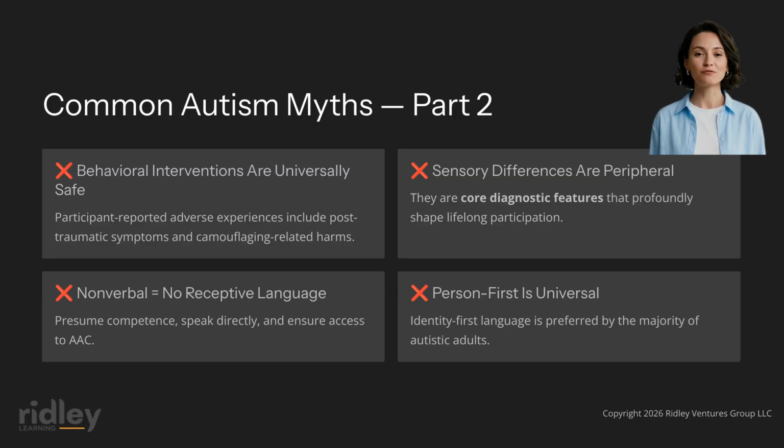Third, the assumption that nonverbal or minimally verbal individuals lack receptive language is both inaccurate and clinically harmful. Clinicians should presume competence, speak to the person directly, and ensure access to augmentative and alternative communication, often referred to as AAC. And fourth, the assumption that person-first language is universally preferred is contradicted by current systematic review evidence showing that identity-first language is preferred by the majority of autistic adults.